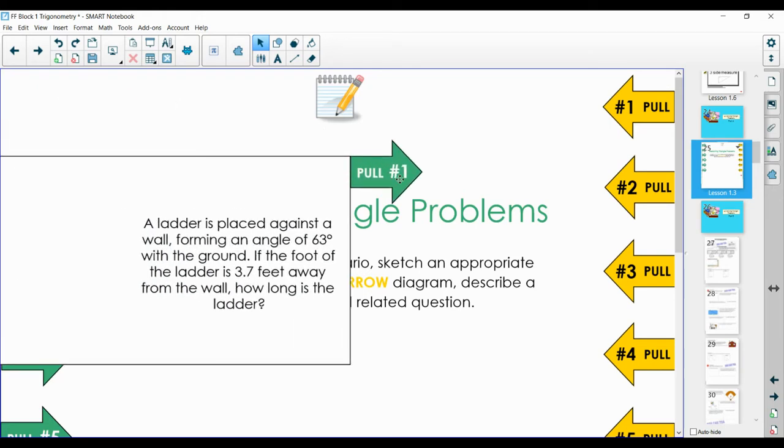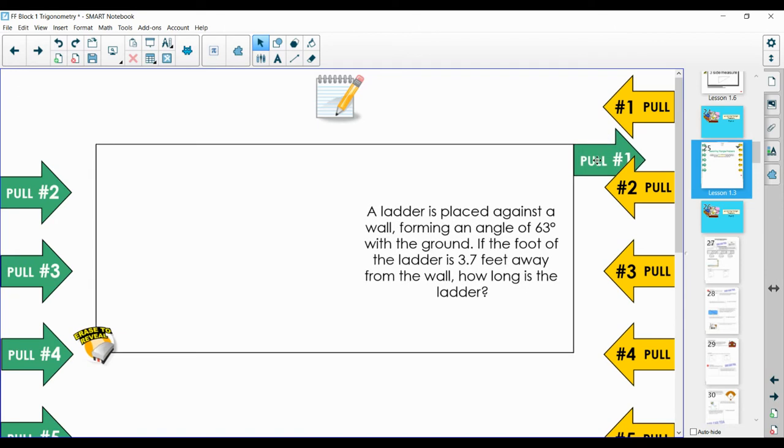Now, when I reveal my diagrams, I've used some clip art to make the picture look a little fancier, but ultimately all you need to draw is the triangle piece. So the first question here says, a ladder is placed against a wall, forming an angle of 63 degrees with the ground. If the foot of the ladder is 3.7 feet away from the wall, how long is the ladder?